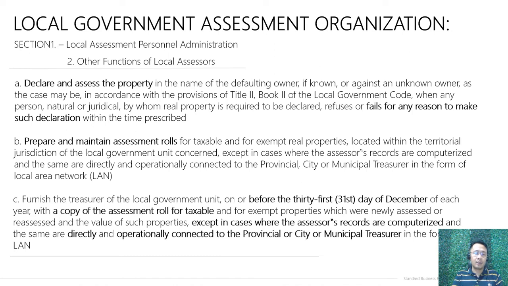The local assessor should also furnish the treasurer of the local government unit on or before the 31st day of December of each year with a copy of the assessment roll for taxable and for exempt properties which were newly assessed or reassessed, and the value of such properties, except in cases where the assessor's records are computerized and the same are directly and operationally connected to the provincial or city or municipal treasurer in the form of a local area network.